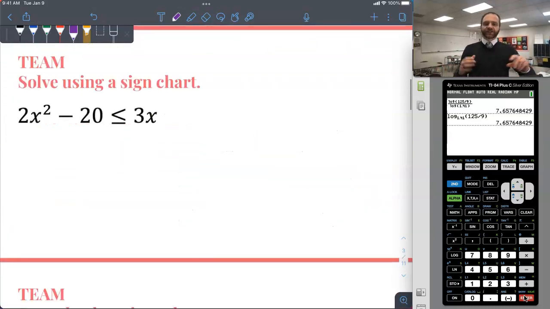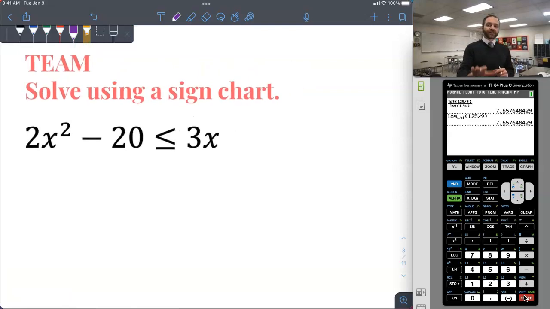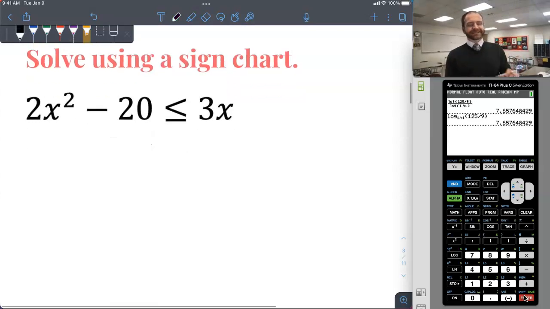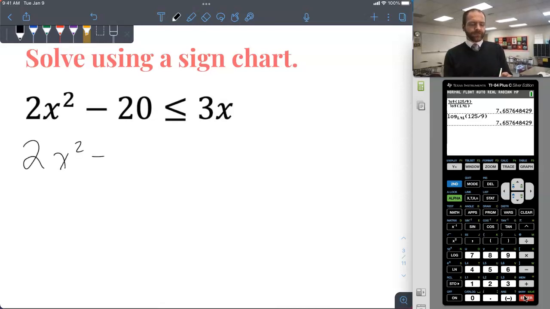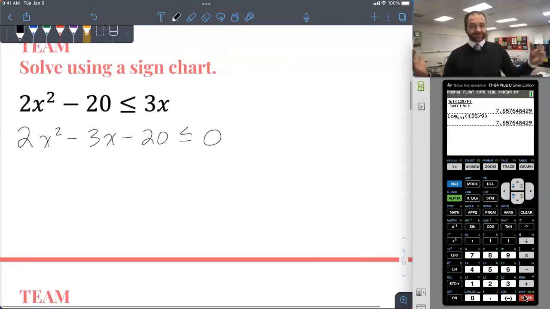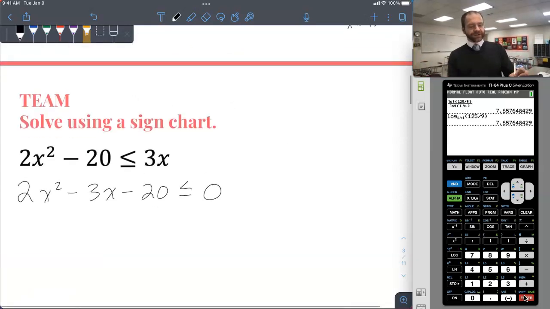Oh, the dreaded sign chart. Well, for the team challenge, we said it's going to be a polynomial. In this case, it's a quadratic. And for the individual, it's a rational. So let's take a look. Can't solve this yet because it's not set equal to 0. So I'm going to do 2x squared minus 3x minus 20 less than or equal to 0. Much better. Again, factoring. I guess I'll just do it up here.